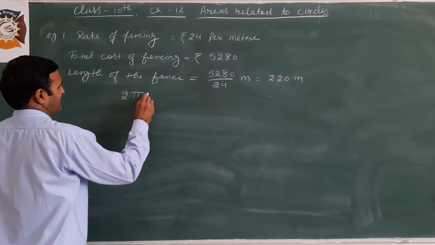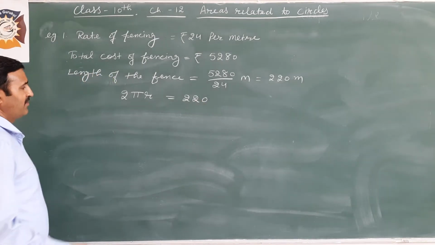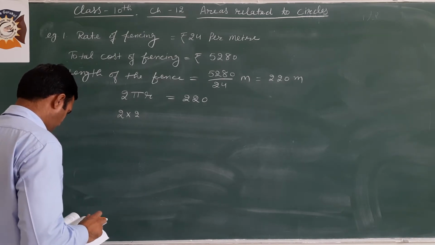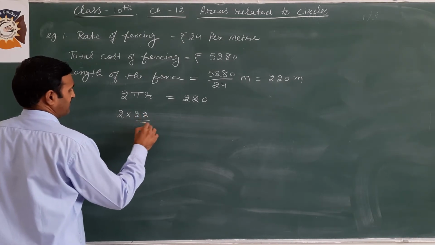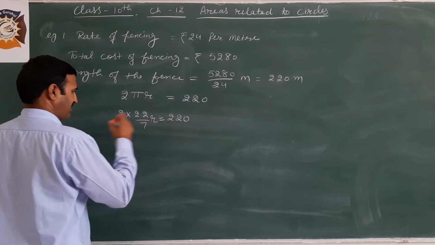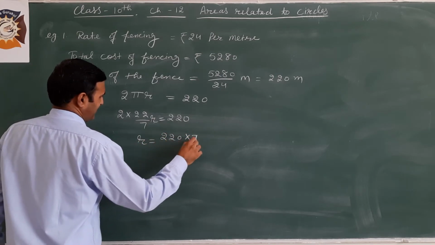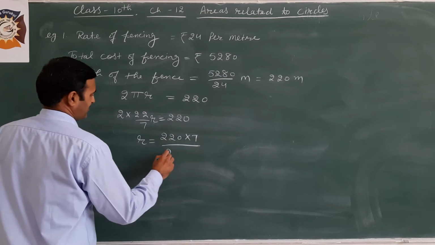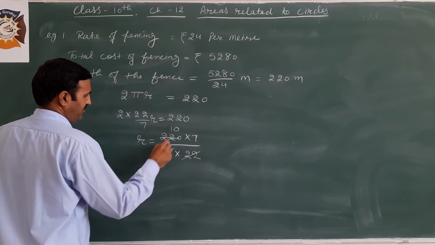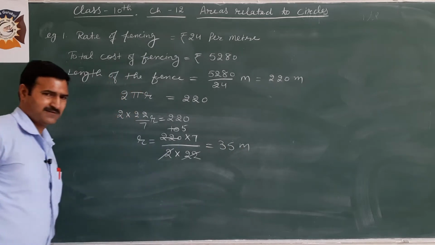formula of the circumference. 2 pi r is 220. We know the value of pi, and it's given in the question also. 22 by 7 is 220, r as it is. We have to find r. R is 220 multiplied by 7. We will take the reciprocal of this into 22. 35 meters. This is the radius.